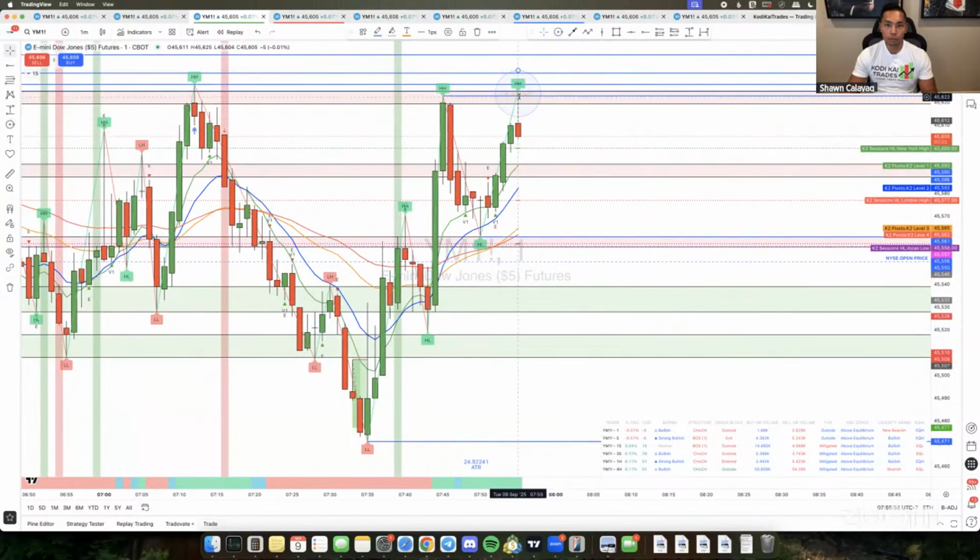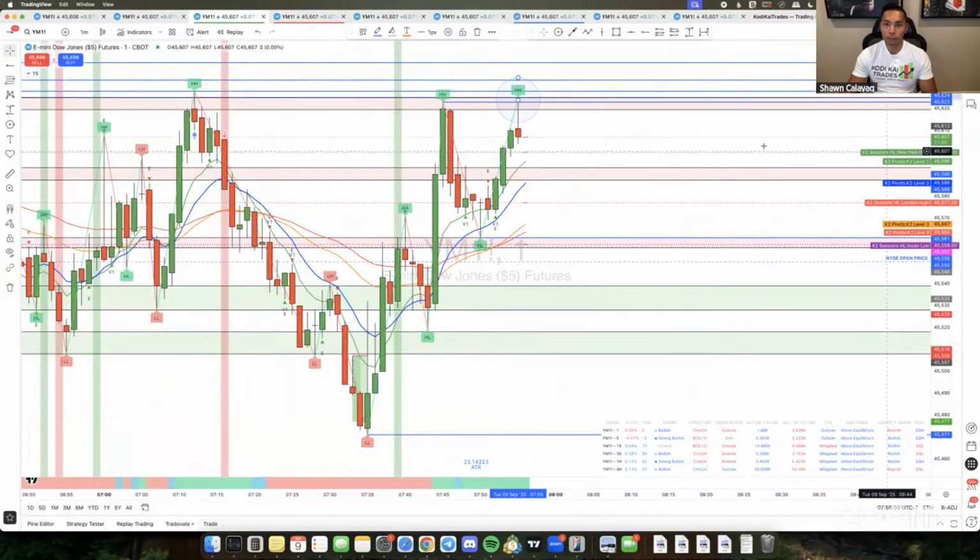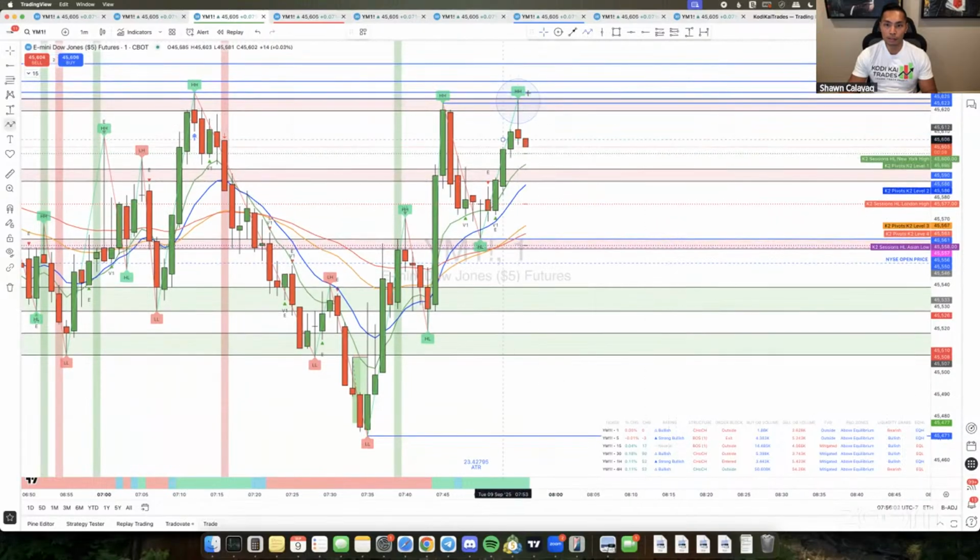Price broke it, but no close. So what you'd be looking for here is you're looking for price to actually break and close past the area, retest it, and push up higher.